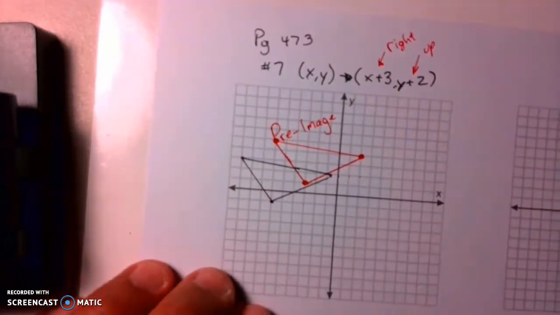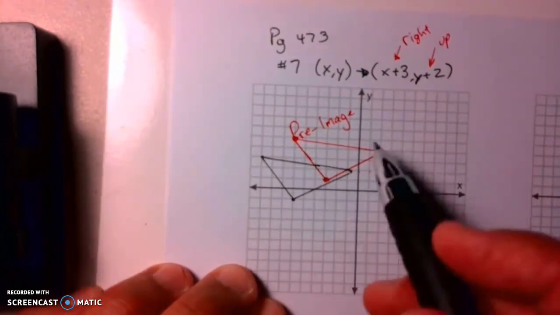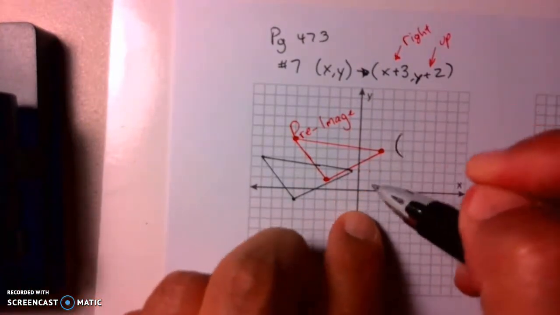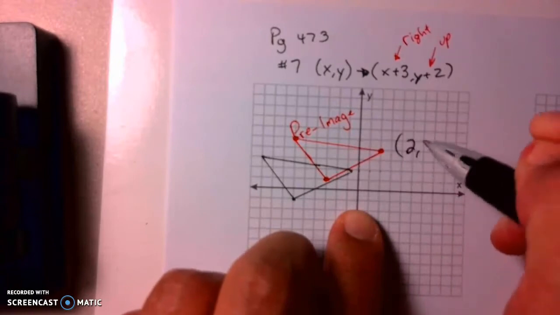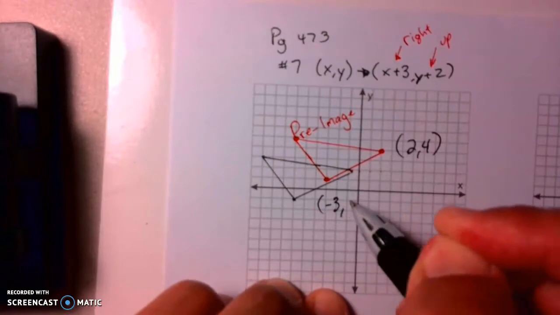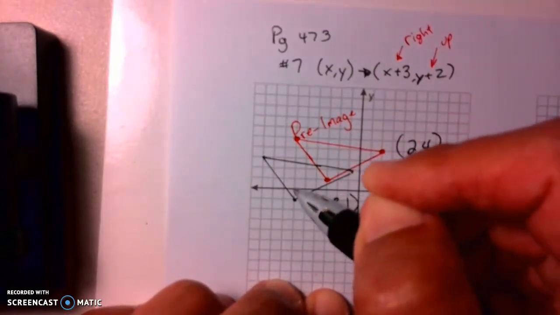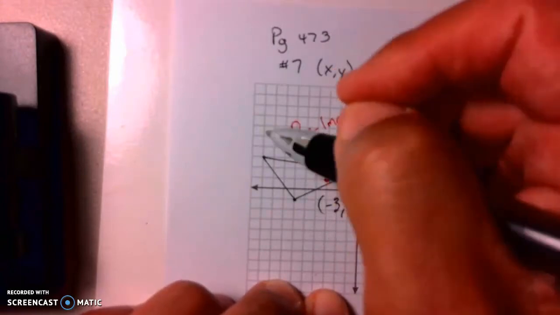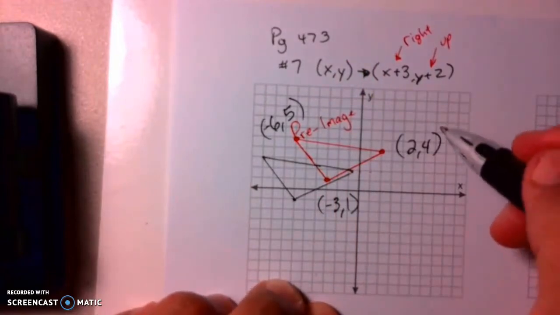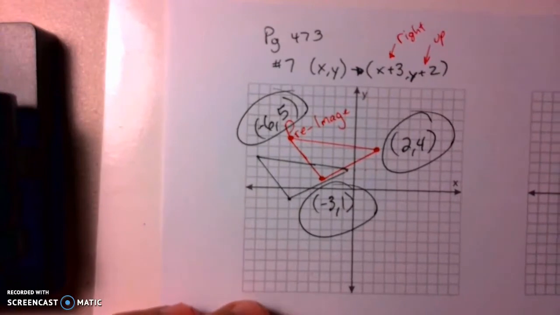Also, if you look in the back of the book, instead of actually drawing this new image in red, they just give you the location points. So they'll say, okay, one location point is (2, 4). One location point is (-3, 1). And the final one here is 3, 4, 5, 6, 6 up, 6 to the left, (-6, 5). And so they might give you these as your answers, the 3 new location points.